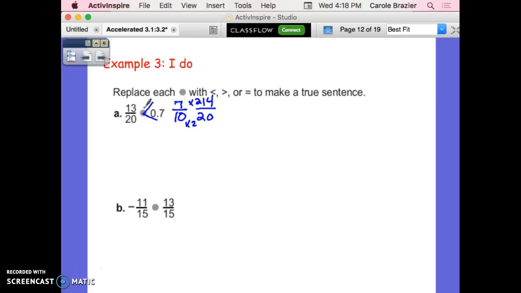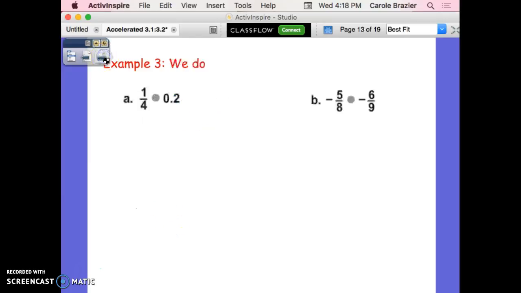For B, I can compare my numerators right away since my denominators are the same. And since it's a negative, I know that 13 is automatically going to be bigger because it's positive.